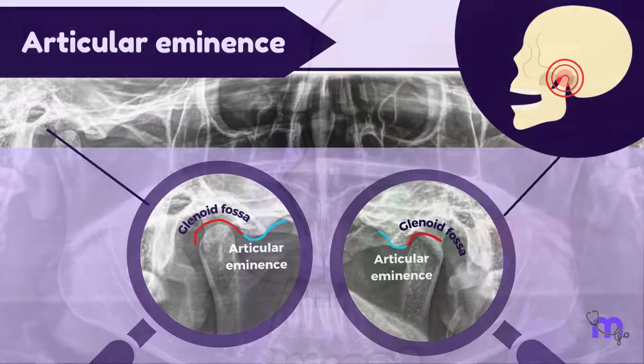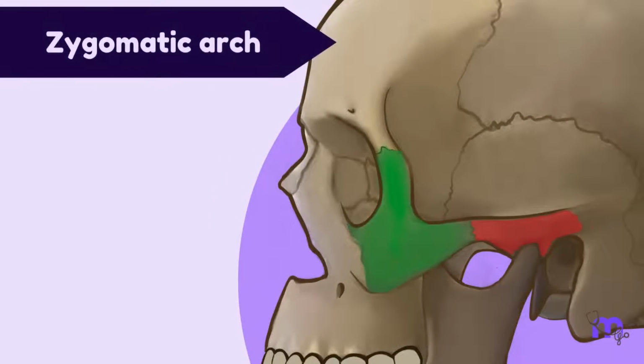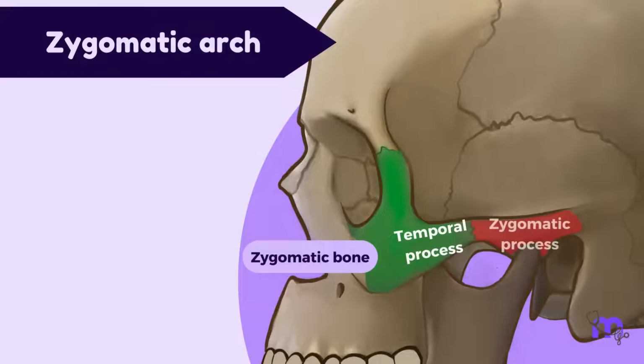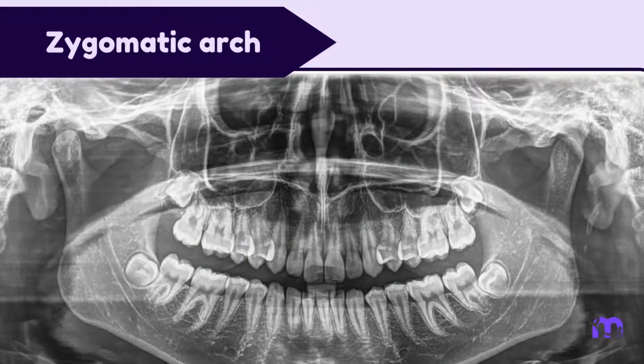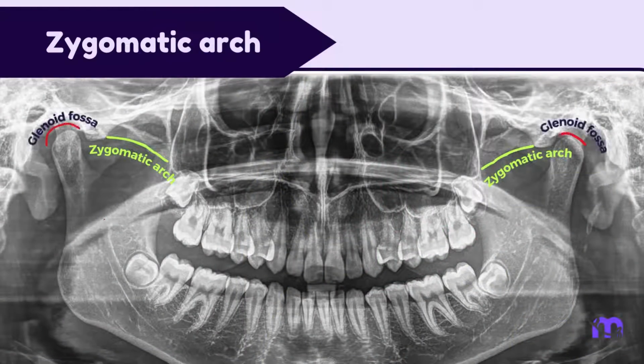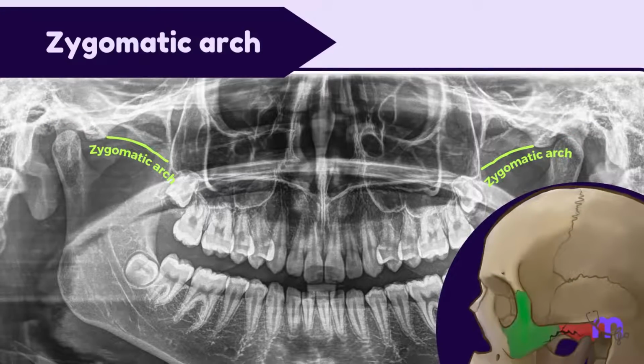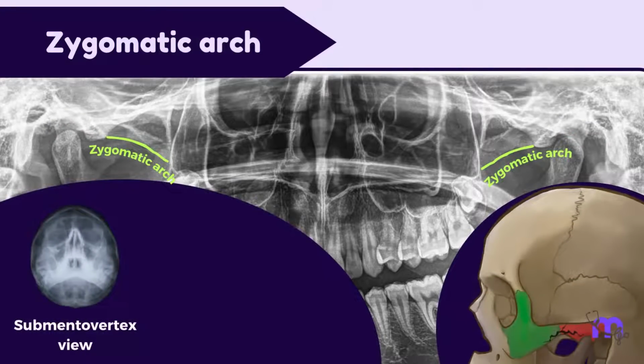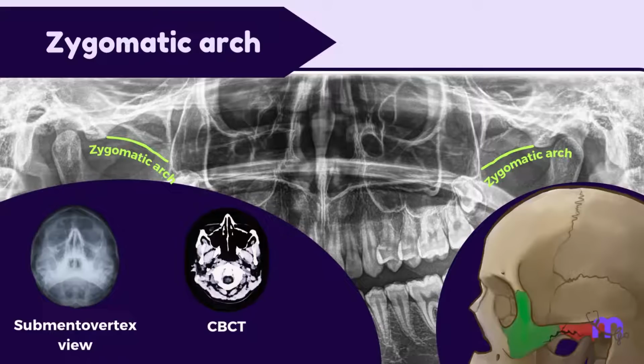Next, we have the zygomatic arch, the fusion of the temporal process of the zygomatic bone and the zygomatic process of the temporal bone forms it. On the radiograph, it appears as a radio-opaque structure located anterior to the glenoid fossa. Although zygomatic arch fractures are best viewed in submentovertex projections or a CBCT scan, in rare cases they may be visible in a panoramic view.